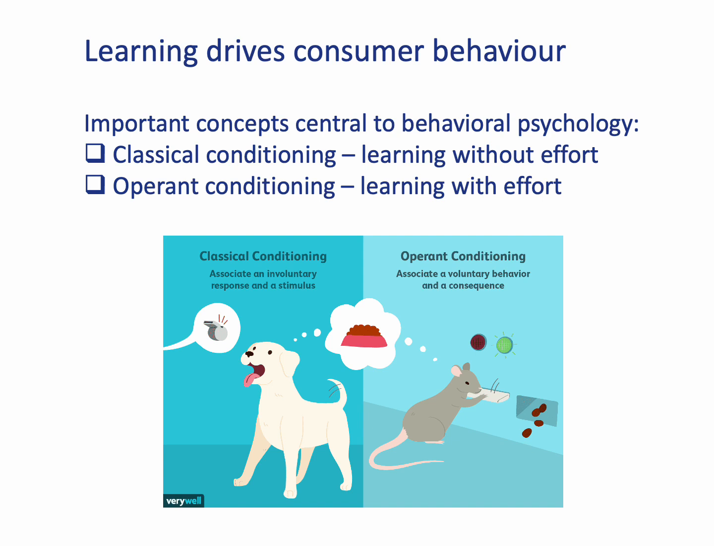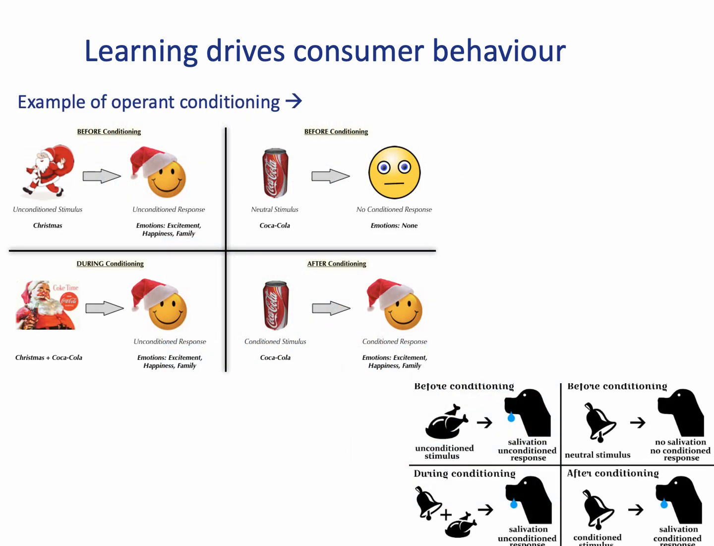Now, let me show you an example in marketing. Let me give you an example of learning used in marketing. The specific case is Coca-Cola. You can see an example on the top left corner where you can see 4 different situations. The first one, top left, is before conditioning. When people see Santa and think of Christmas, it results in happy emotions like happiness, excitement, family. So this is the unconditioned stimulus, Santa, and the unconditioned response, we feel happy. Now, if you move clockwise to the right side, before conditioning, if people see Coca-Cola, which is a neutral stimulus, then they really don't have any emotions, they are indifferent, no conditioned response if we just see Coca-Cola.